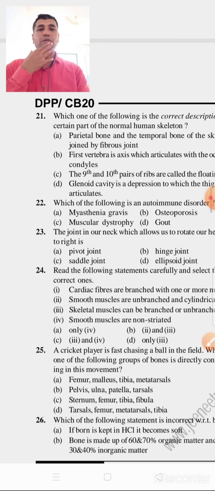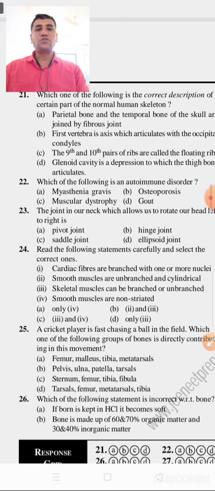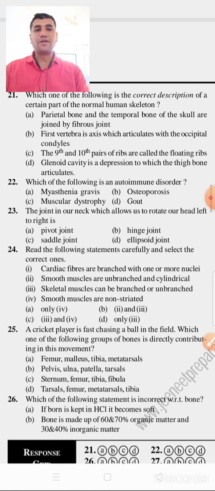The joint in our neck which allows us to rotate our head left to right is pivotal joint, hinge joint, saddle joint, ellipsoid joint.